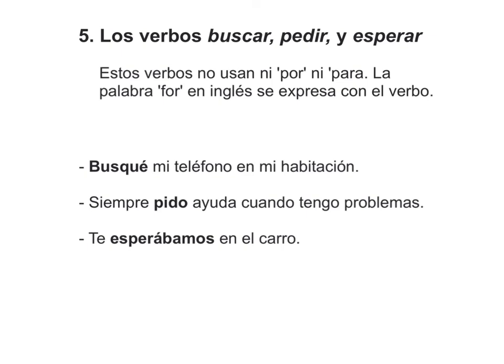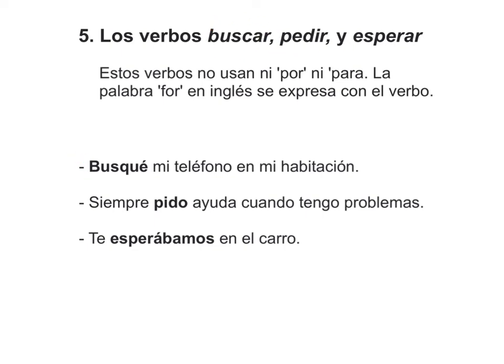Por fin tenemos los verbos buscar, pedir y esperar. Estos verbos no usan ni por ni para. La palabra for en inglés se expresa con el verbo. So these can be pretty difficult because the verb buscar means to search for, pedir means to ask for, y esperar is to wait or to hope for. So what you just have to remember is you do not use por or para after these three verbs. You just omit it because the idea of for is expressed or included in the meaning of these verbs.